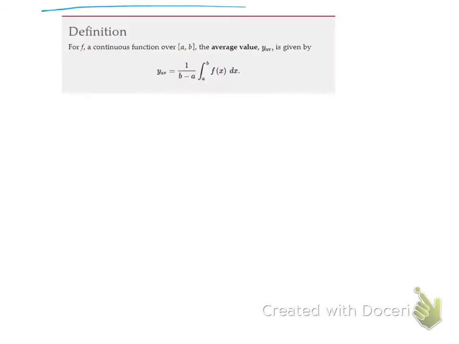So this discussion leads us to this definition of the average of a continuous function. It's basically what we just talked about. It's 1 over b minus a times the integral from a to b of the function.